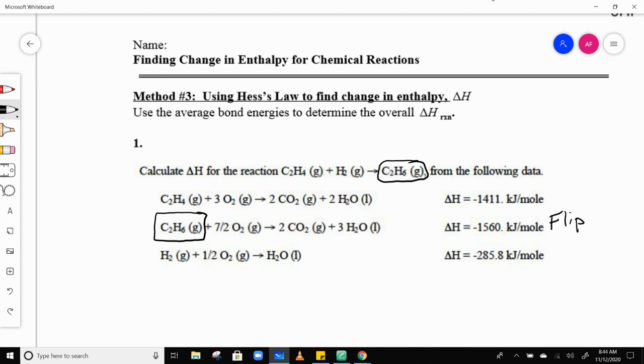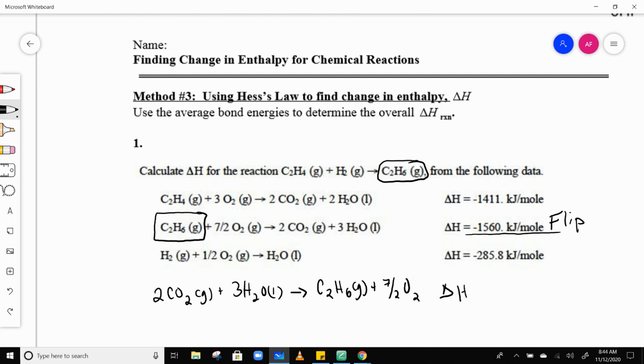So C2H6, in order to get that to be in the product side, we have to flip this reaction. So instead, we're going to get 2CO2 plus 3H2O yields C2H6 plus 7 halves O2. Now, if we flip the reaction, what do you think happens to the delta H? Well, that also flips. So now the delta H of the reaction is positive 1560 kilojoules per mole.